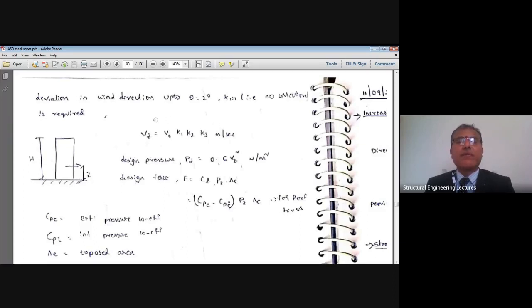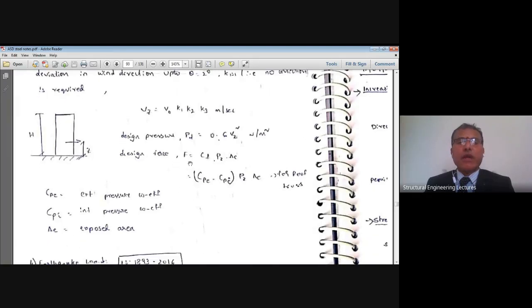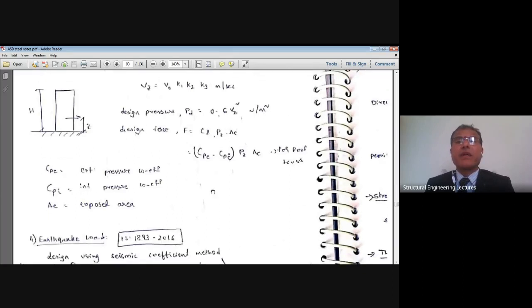Once I get this Vz at a height of Z in meter per second, then I'll get the design wind pressure equal to 0.6 multiplied by Vz square Newton per meter square. Then wind force is now given by CF multiplied by PZ multiplied by AE, where AE is the exposed area of that water tank or that structure, and PZ is the design wind pressure, and CF is the pressure coefficient, right?